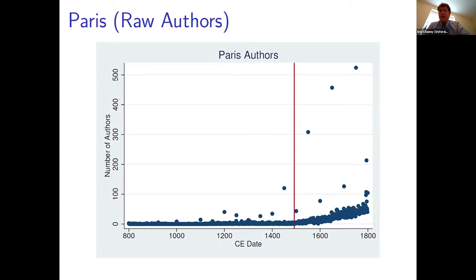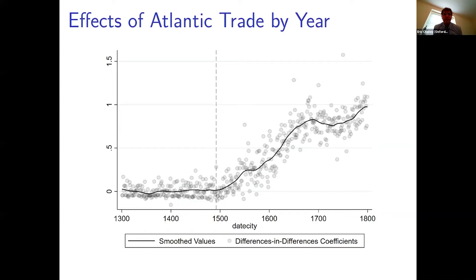And here, again, I present this just in raw numbers as opposed to logarithms, just because the trends are so stark. Just wanted to save people from having to think in logarithms if people don't like to do that. So you can do this, and then, as I talk about in the paper, how you would operationalize this for the difference in difference framework, this is what you get. Here's the effects of the Atlantic trade on the Atlantic traders by year.